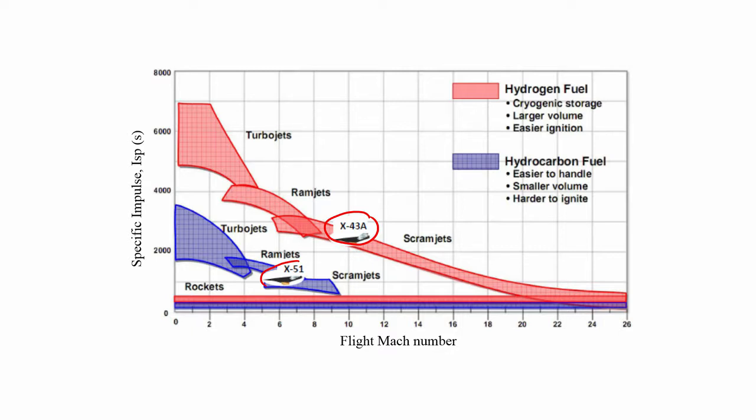But typically, in terms of specific impulse, scramjets with hydrogen fuels are better than scramjets with hydrocarbon fuels. But practically, air breathing engines are so popular because of the high energy density of the hydrocarbon fuel.